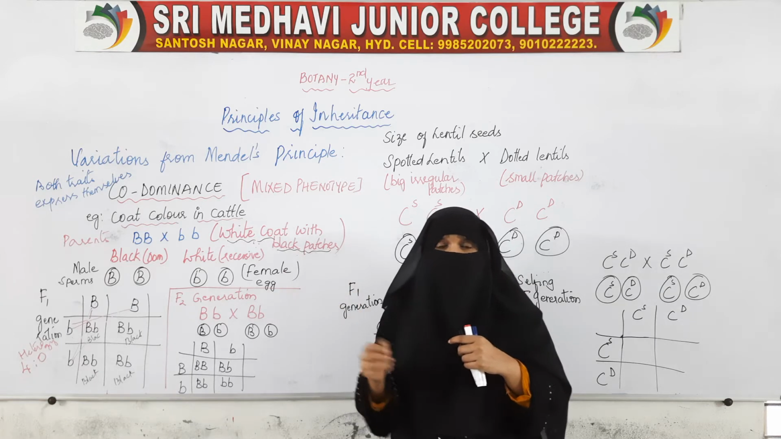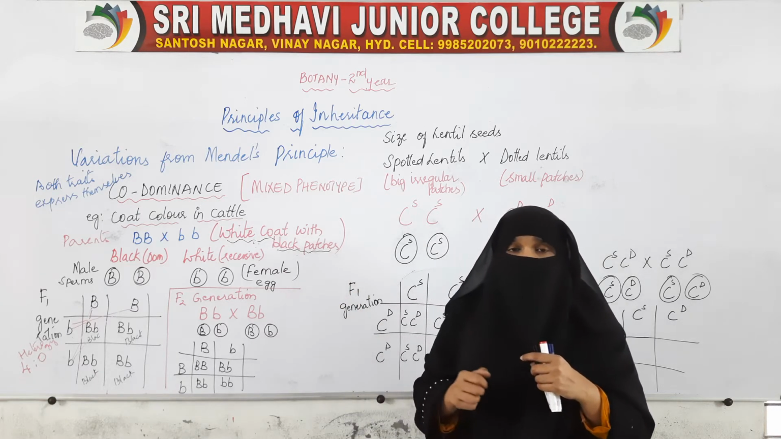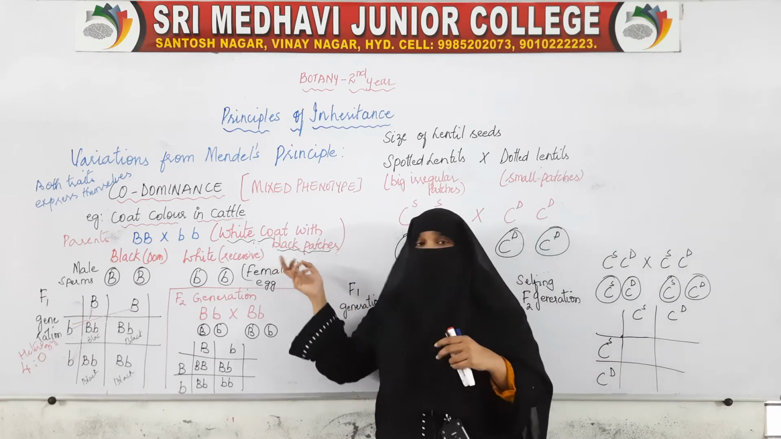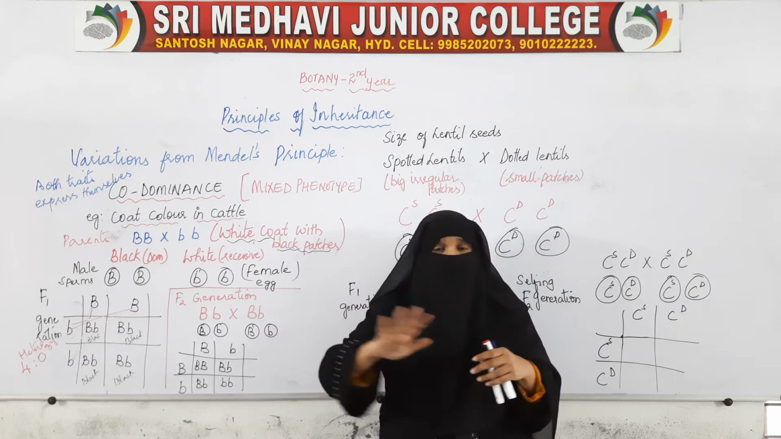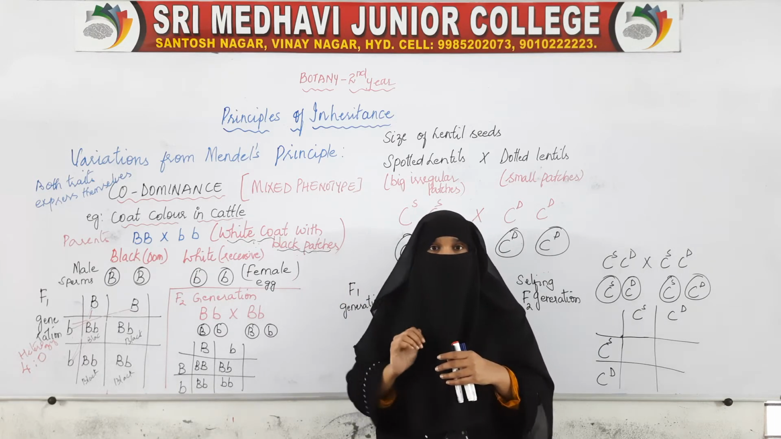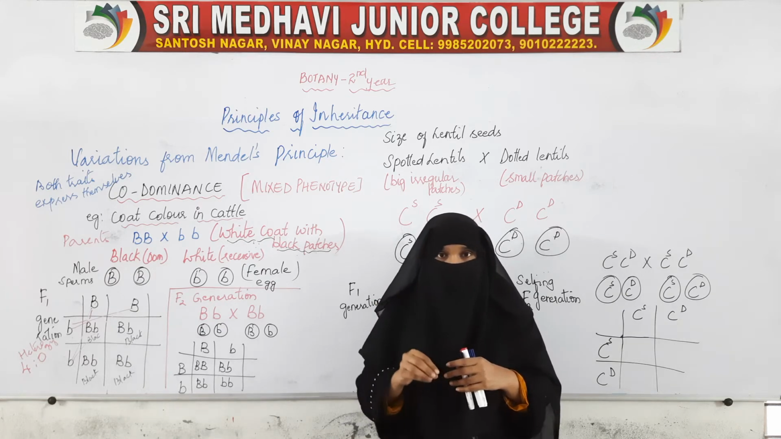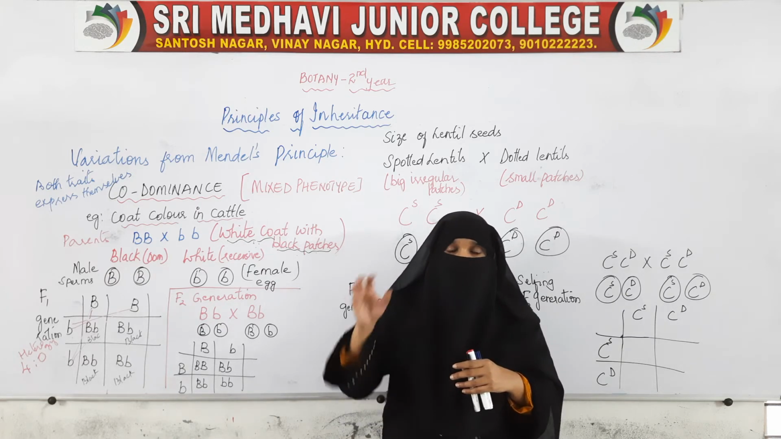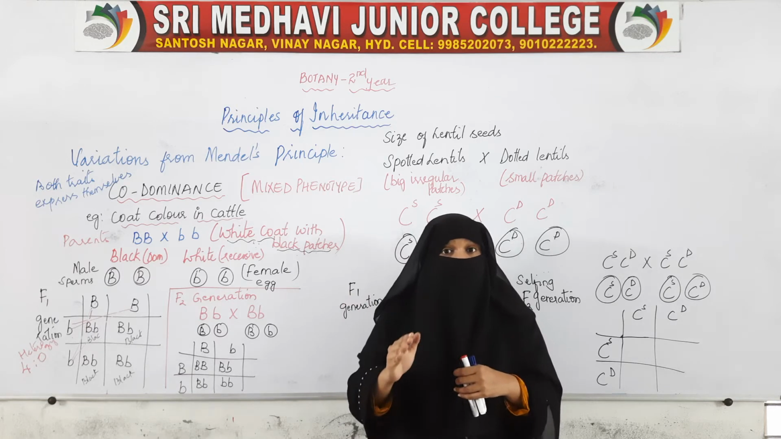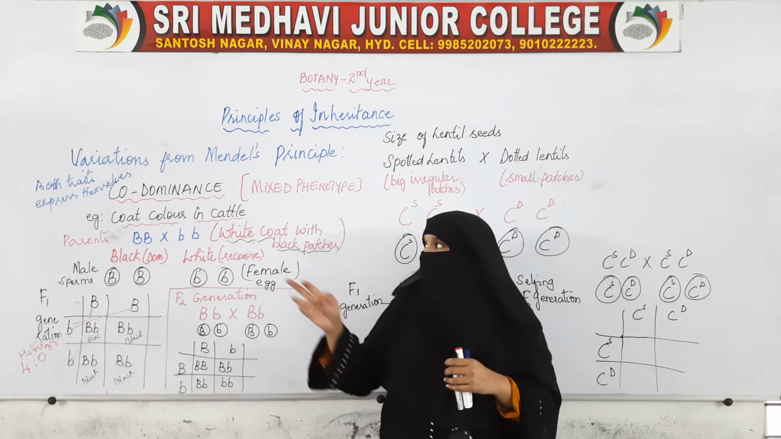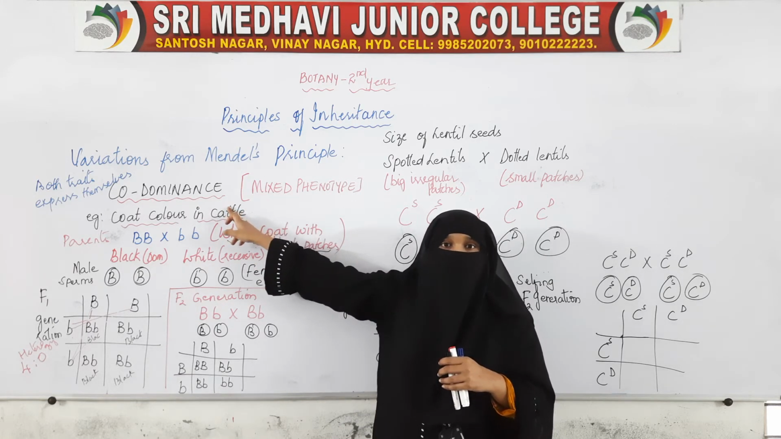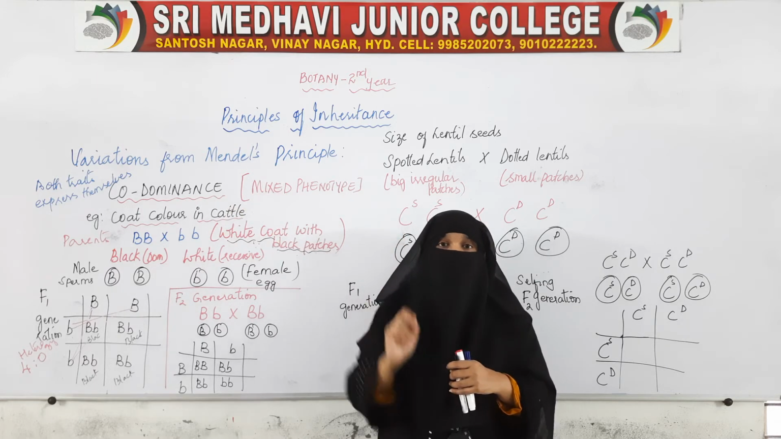You might have seen the cattle: all black color cattle, all white color cattle, and some cattle show white color with black patches, some show black color with white patches. That black and white patches is because of codominance, that is, both the traits.